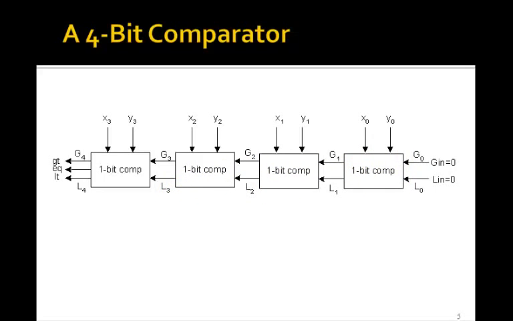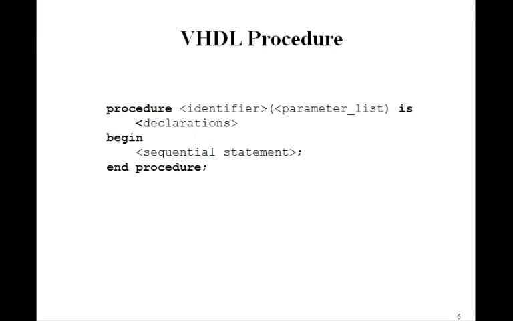Now, to do this in VHDL, it looks as if a for loop might work. Remember, when you go through a for loop, it makes multiple copies of the circuit. And here we want to make 4 copies of the same thing. So the question is, how can we use a for loop to do this? And we're going to use a VHDL procedure.